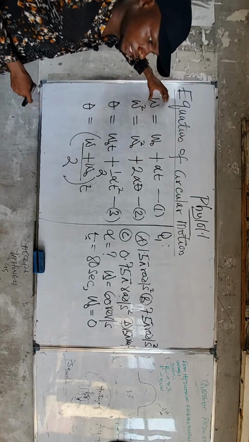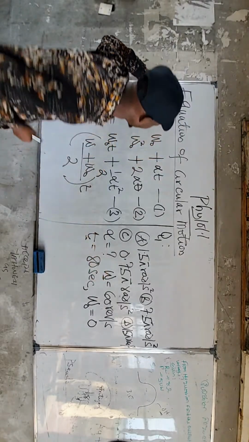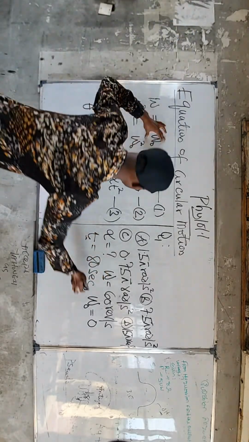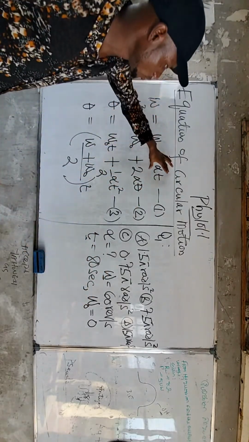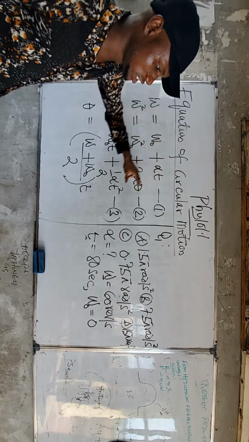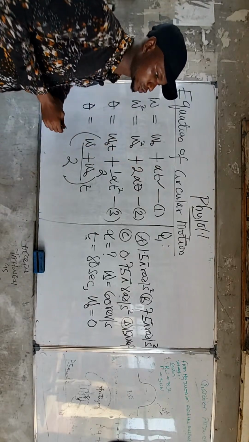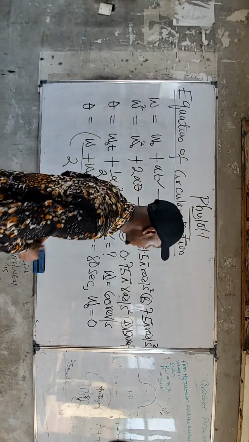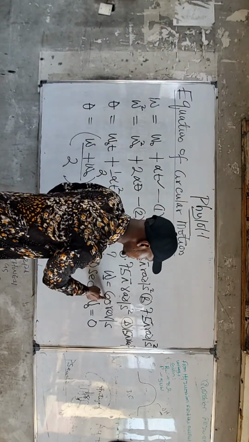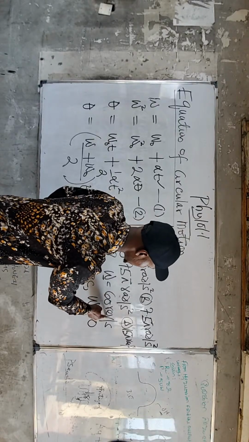Omega is given to us here, and omega naught is given to us here. We're looking for alpha, and t is given to us here. So the complete equation to use is this. But before we solve this, I told you guys that we have to convert this from 60 rev per second to what? Rad per second.